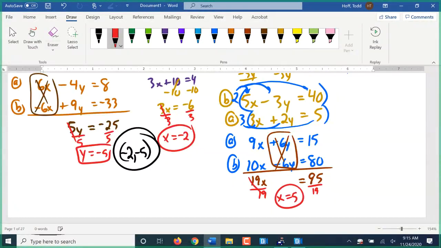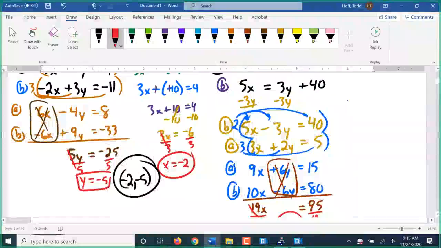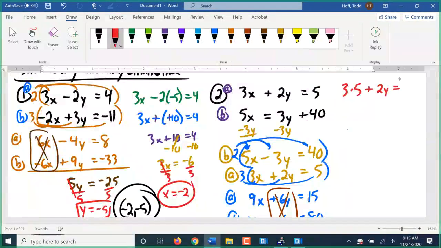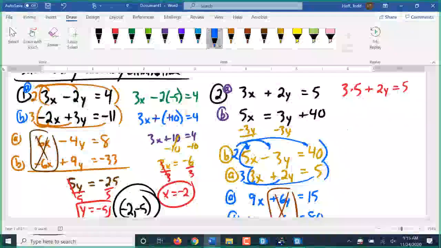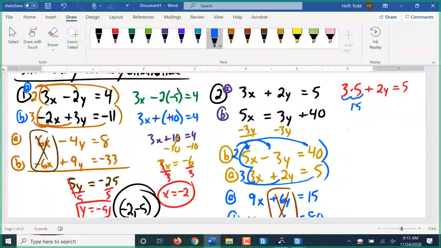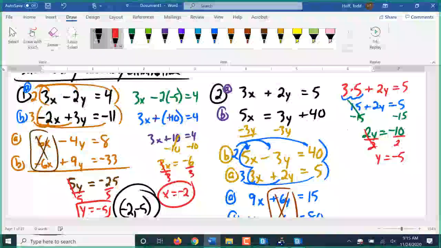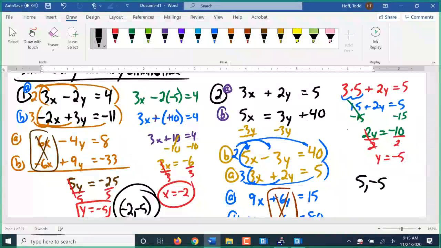Now we have to find y. We can go back up to either of these initial equations. I'm going to go up to the first one. So 3x becomes 3 times 5 plus 2y equals 5. 3 times 5 is 15 plus 2y equals 5. Subtract 15. 2y equals negative 10. And divide by 2. y equals negative 5. So the solution we get here is x equals positive 5 when y equals negative 5, to give us that ordered pair.